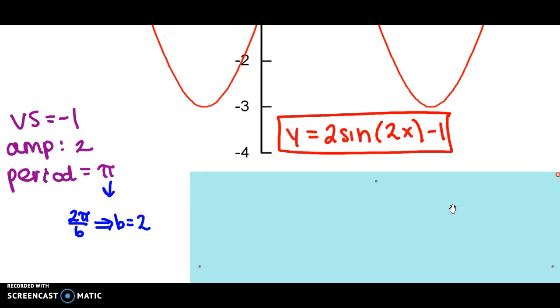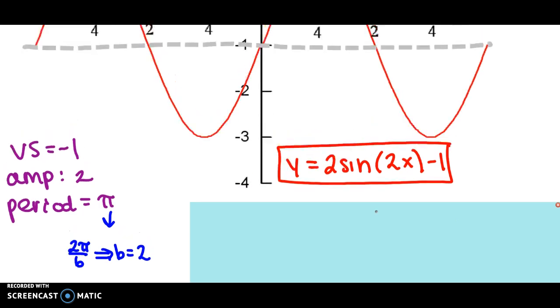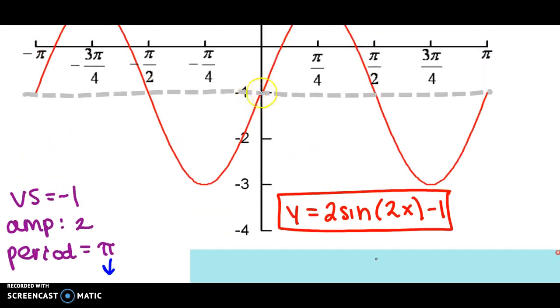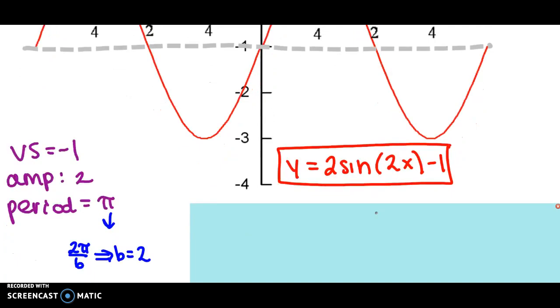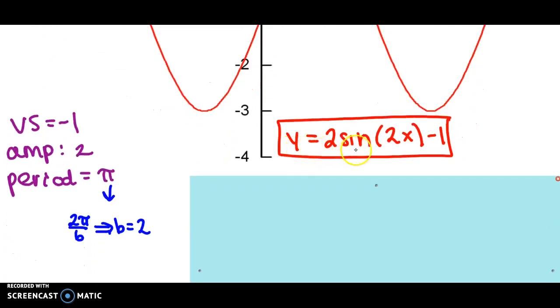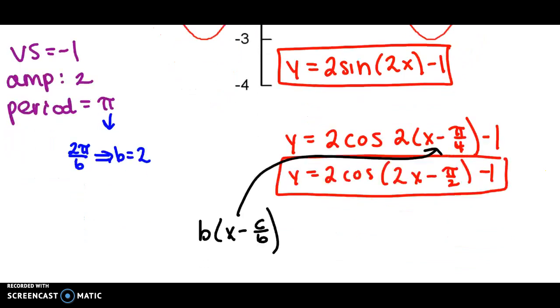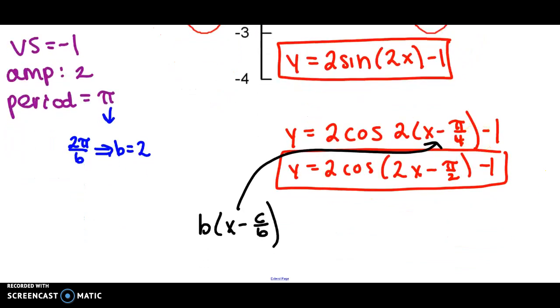So the sine is fairly easy to figure out. And I say that because of looking at where my graph starts. It starts at -1, which is where the vertical shift is, right? So understanding that, I have y equals 2 times the sine of 2x minus 1. No horizontal shifts. Okay? Now, this one's a little bit harder because there is this shift.